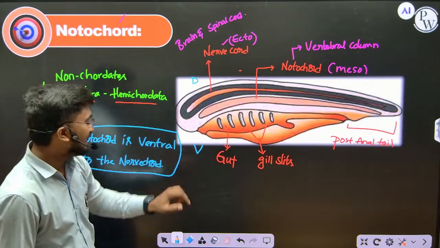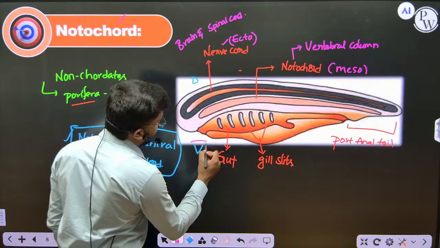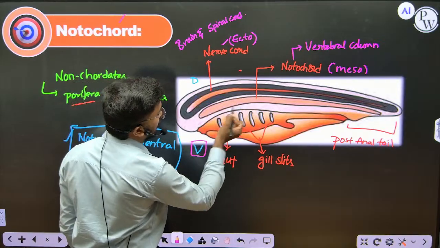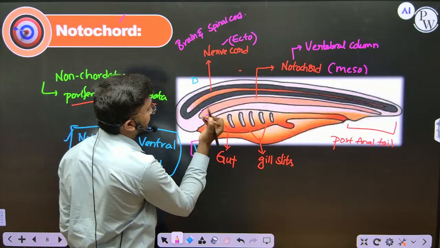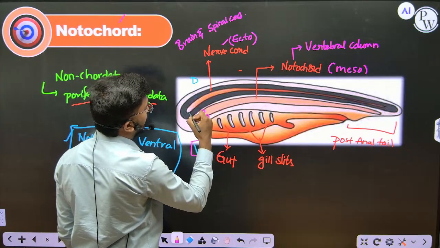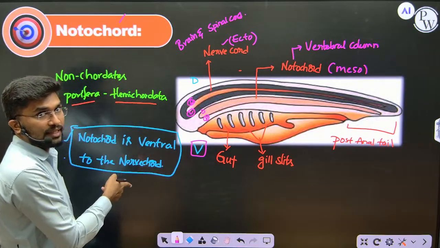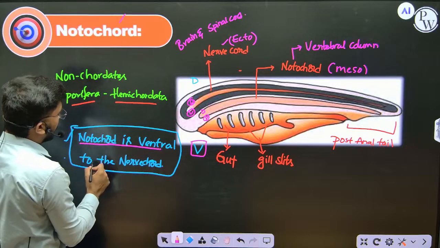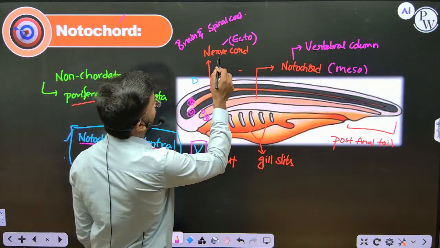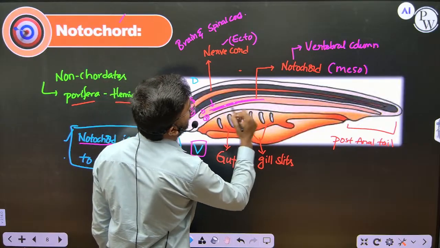Okay, how can we infer? Let us see. This is the ventral side. This is the notochord. Now the notochord's ventral side is this, dorsal side is this. This is the nerve cord; ventral side is this, dorsal side is this. What statement are they telling? They are telling notochord is on the ventral side of the nerve cord. This is the nerve cord. On the ventral side of the nerve cord, who is present? The answer is notochord is present.